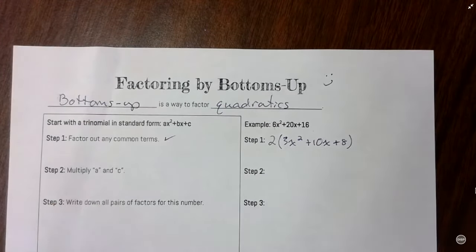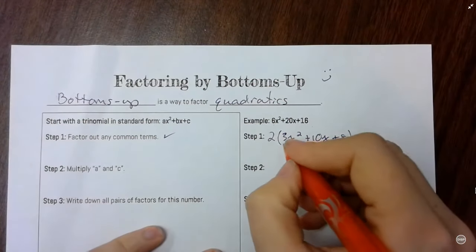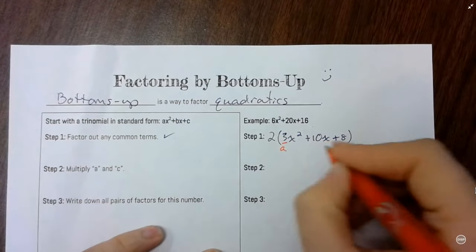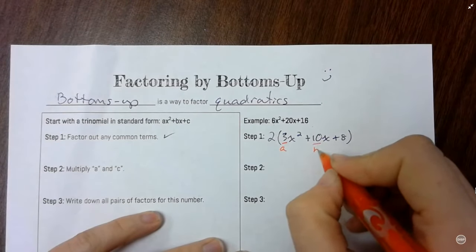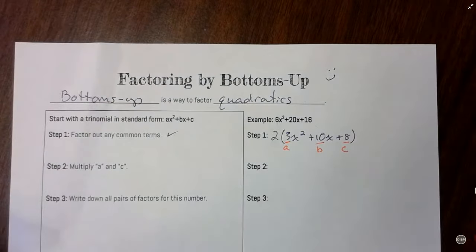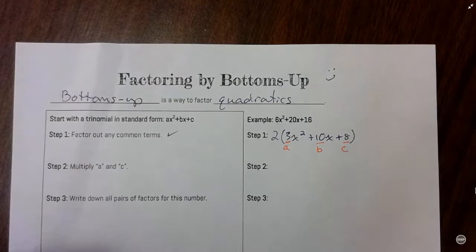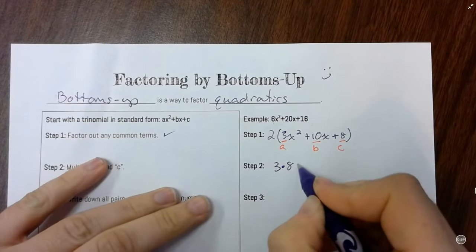Then step 2, multiply A and C. Now, when we say A and C, we mean this is A, just the 3, not the x squared, just the 3. B, just the 10, and then C. So ABC right there. So we want to multiply A and C. Okay, so let's multiply A and C.